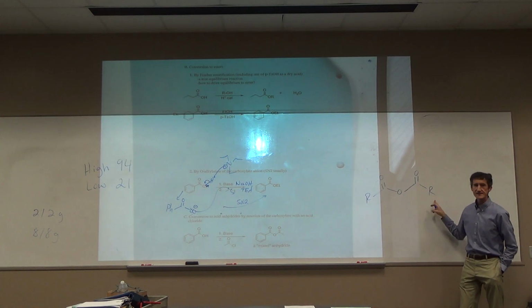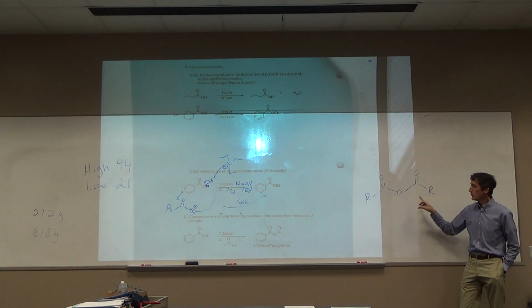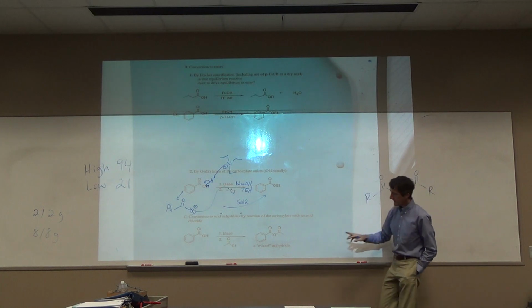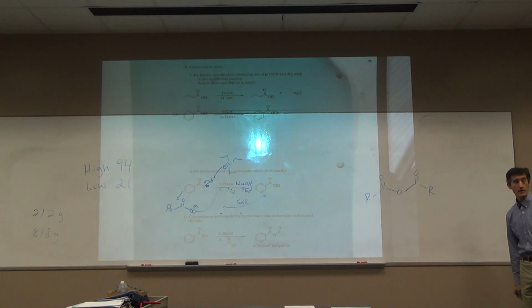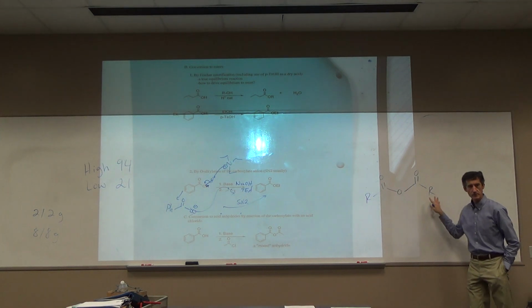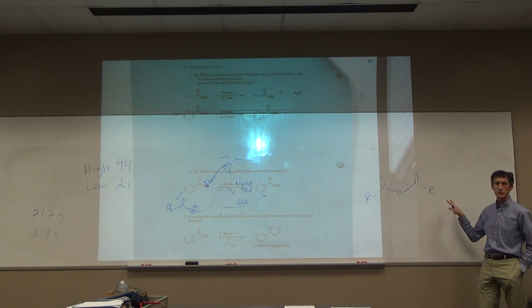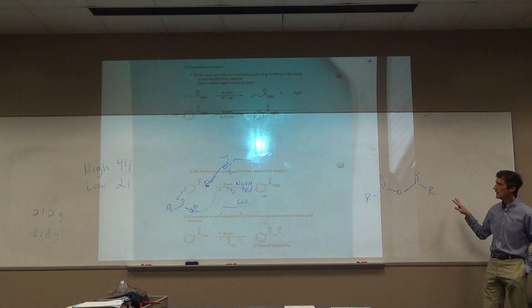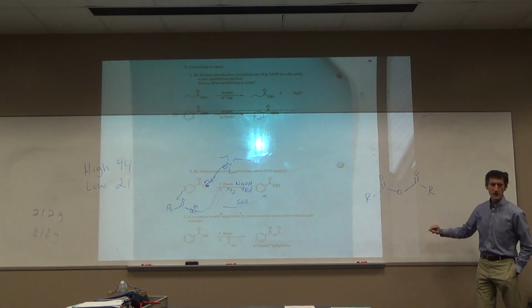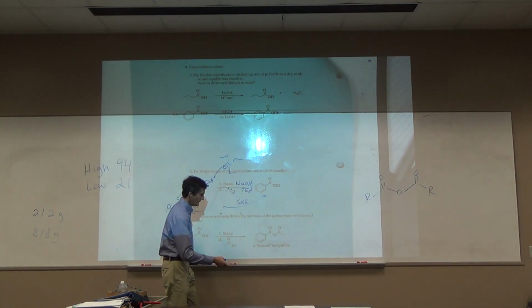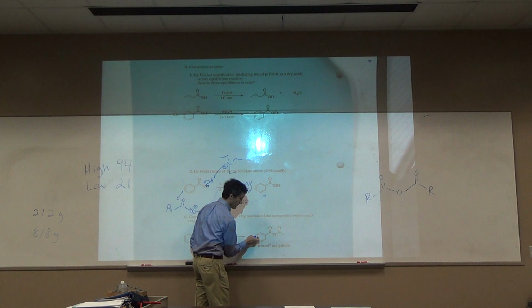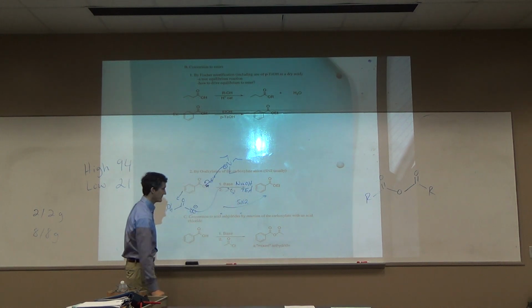These R groups can be the same or different. When they're different, it's called a mixed anhydride. You could also call it a symmetrical or non-symmetrical anhydride. Because if they're the same, this is symmetrical. If they're different, it's non-symmetrical or asymmetrical. But very commonly, when they're different, it's called a mixed anhydride. And this would be a mixed anhydride, a phenyl on one side, a methyl on the other. Okay?